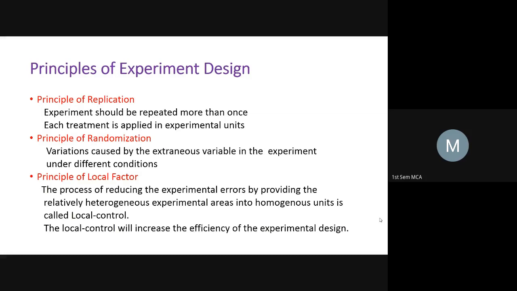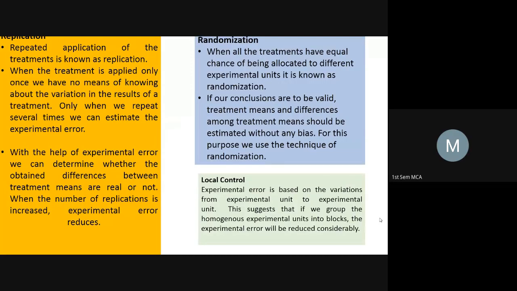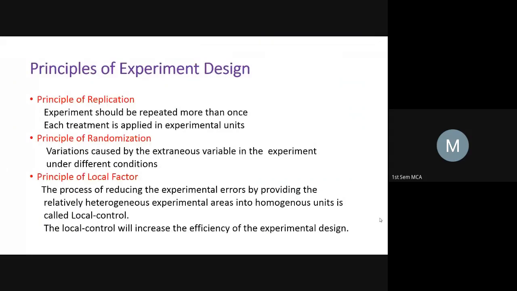This converting of heterogeneous units into homogeneous units is called local control. What will this local control do? It will increase the efficiency of the experiment design. How? By reducing the experimental errors. This is based on variation from one experimental unit to another experimental unit. So this is what the principles of experiment design are.